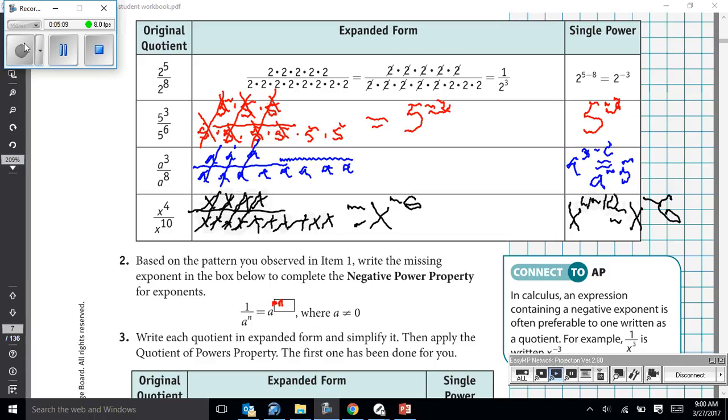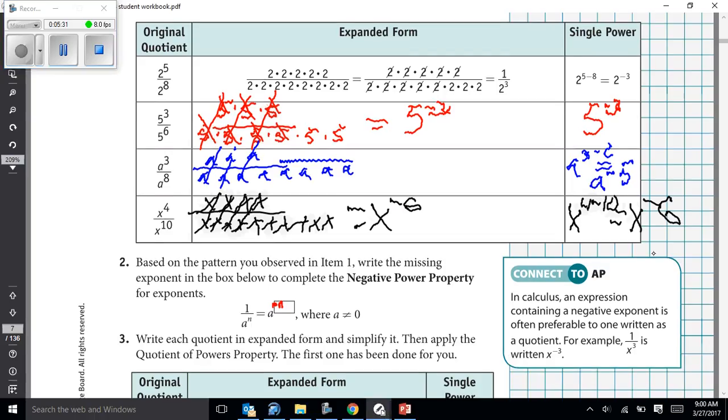Madison, absent. Michaela, you get to explain the third one. So we have x to the 4th divided by x to the 10th. All right. Questions on what we're doing there?